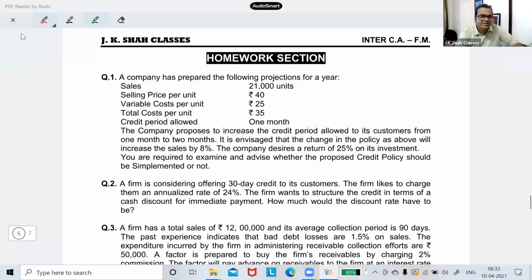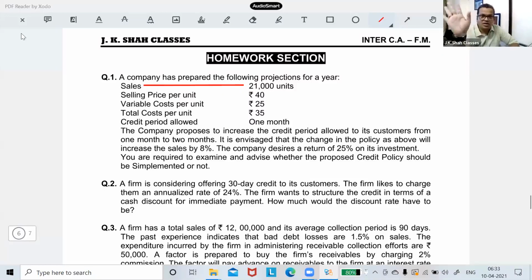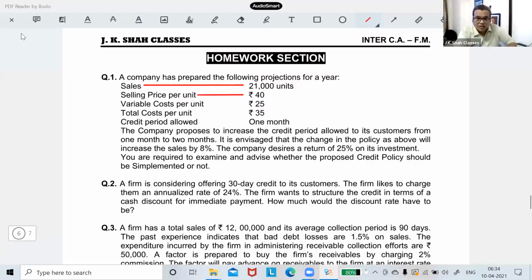Okay, let's start. A company has prepared the following projections for a year. So the sales is going to be how much? 21,000 units. Selling price per unit is 40. Okay. Now, variable cost per unit is how much? 25. So we all know we sell one unit, we'll pay 25 rupees. We sell two units, we'll pay 50 rupees. We sell three units, we'll pay 75 rupees. But let's start 25 table, you know? Practice for all 21,000 units. Okay. Now, total cost is how much?